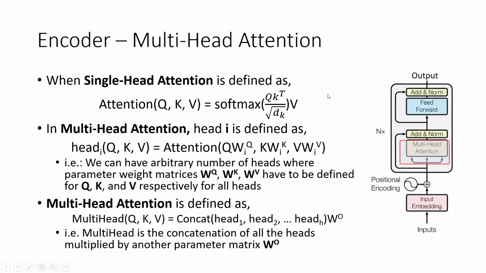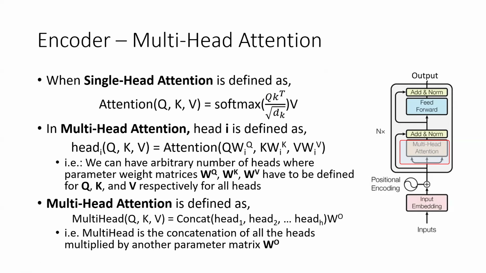Before that, we have to move forward to multi-head attention. We have learned about single head attention up to now, where you can calculate the attention with this formula: softmax of QK^T divided by the square root of dk, times V. This is how you calculate the single head attention, or simply the attention.